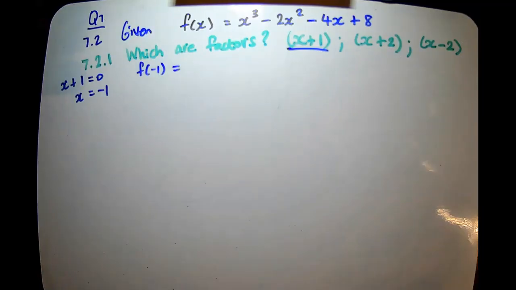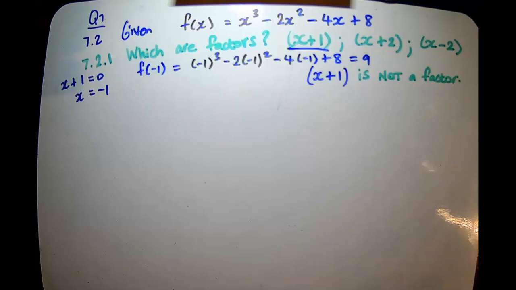So notice x plus 1, it's going to be x of minus 1 that we are going to substitute into our equation. We are going to get an answer of 9. We're supposed to get an answer of 0 if x plus 1 is a factor. So if x plus 1 is a factor, my answer must be 0. I have an answer of 9, which means that x plus 1 is not a factor.